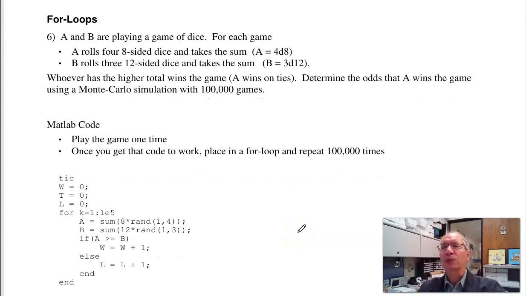Next, for loops. Matlab actually is a programming language. It has for loops, if statements, while loops. What a for loop does is it repeats the code a fixed number of times.